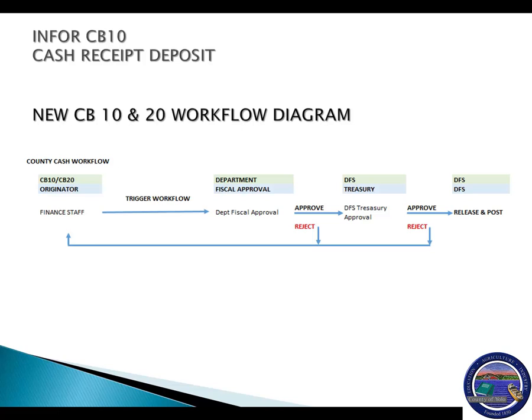The CB10 workflow diagram begins with the originator. The finance staff will go ahead and release the transaction to trigger the workflow. It will then go to the department fiscal approver. At that point, they will either approve or reject. If approved, it goes to the DFS Treasury for approval. Once Treasury receives it, they will have the option to release and post the transaction. If at any time within this process flow it is rejected, it is sent back to the finance staff to re-enter correctly.